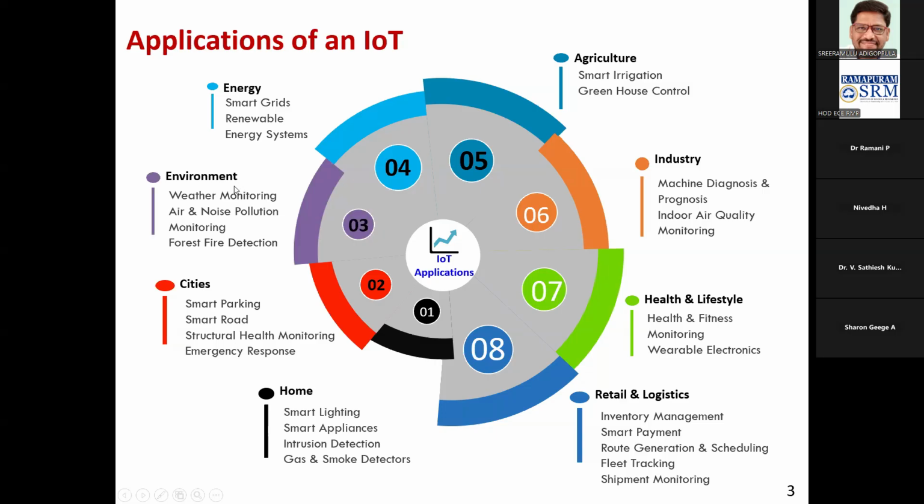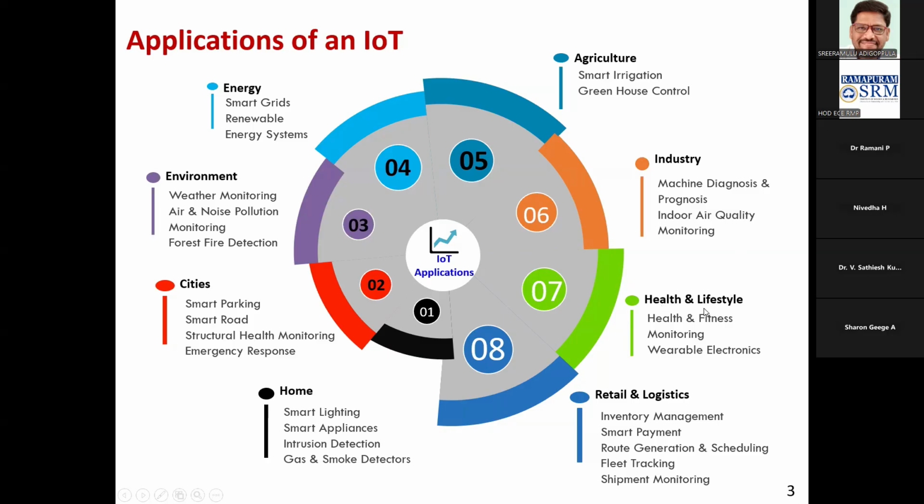In case of an environment, we can have weather monitoring, air and noise pollution monitoring, forest fire detection, etc. In terms of energy, we can have smart grids and smart renewable energy systems. In agriculture domain, we can have smart irrigation, greenhouse control effects can be achieved. In industry, machine diagnosis and prognosis is possible. Indoor air quality monitoring is also possible.